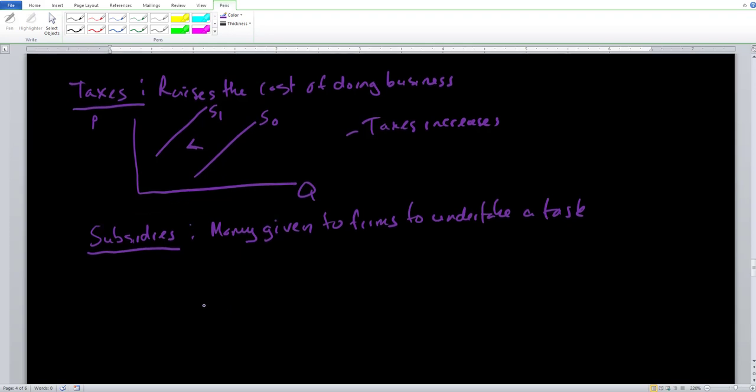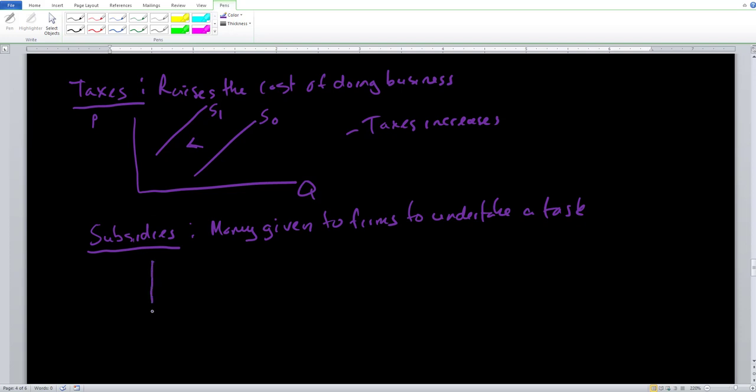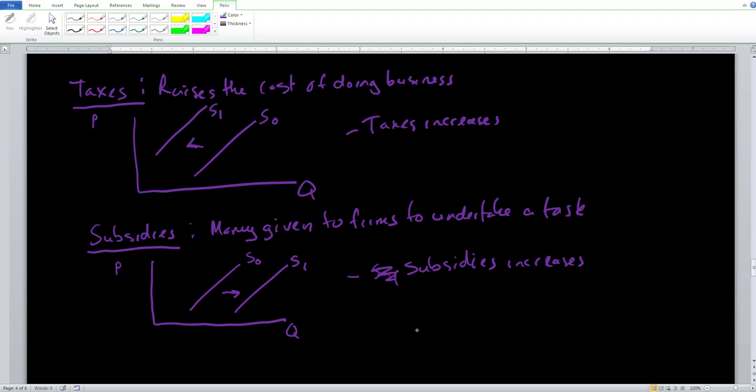We see a lot of these subsidies in the agricultural industry, and we want to see what happens when the government levies some type of subsidy. So go here at S0. What do you think is going to happen to our supply curve? If subsidies increase, what does this do for the supply of a particular good or service? It's going to increase the supply curve, shift it over to the right, away from the origin. So here, taxes and subsidies are basically opposites from one another. Firms hate taxes, but firms love subsidies.